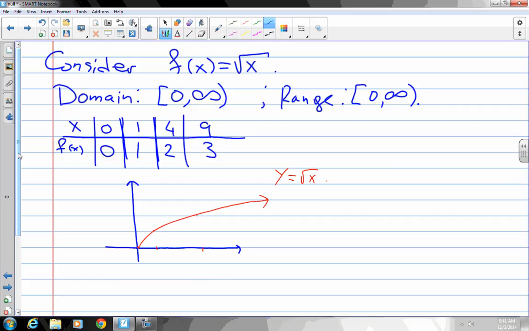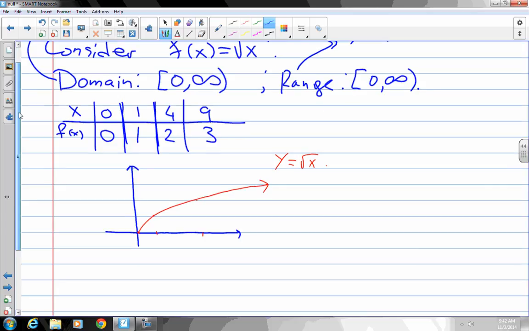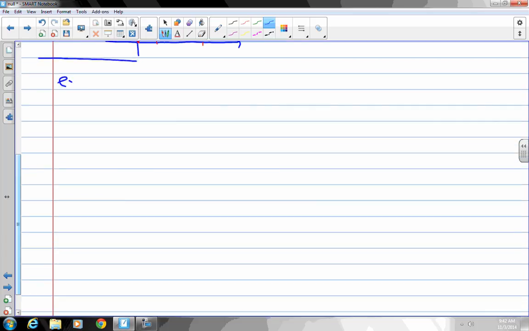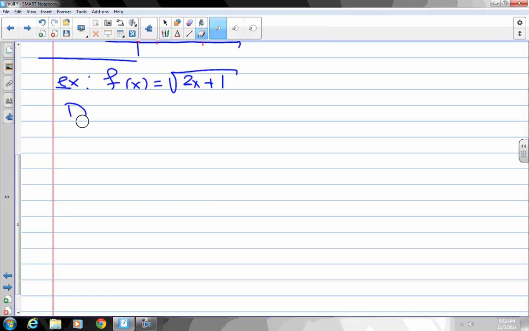So again, I know we haven't done that in a while, but the domain is the x values. If you look at the graph, you just see what is covered on the x-axis, and the range would be the y values, the y-axis. So I can actually give you a function. For example, f of x equals the square root of 2x plus 1, and I can ask you to find the domain of this function.